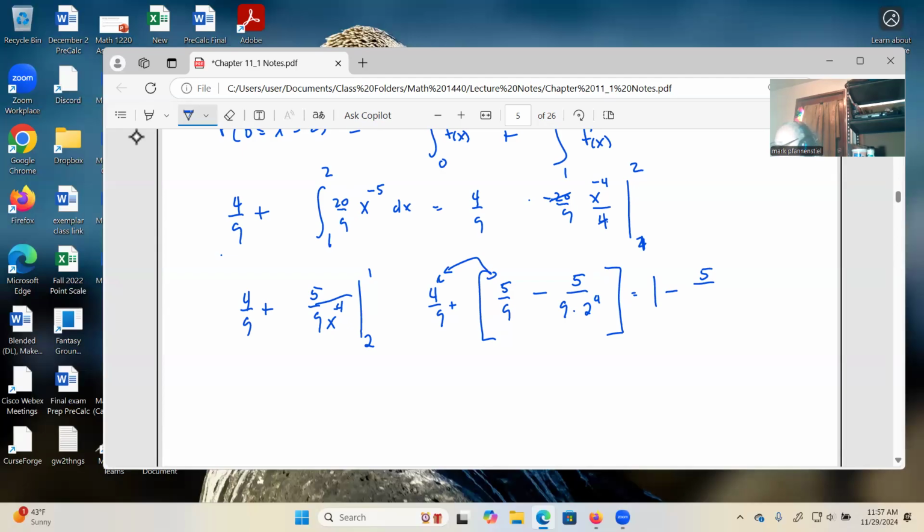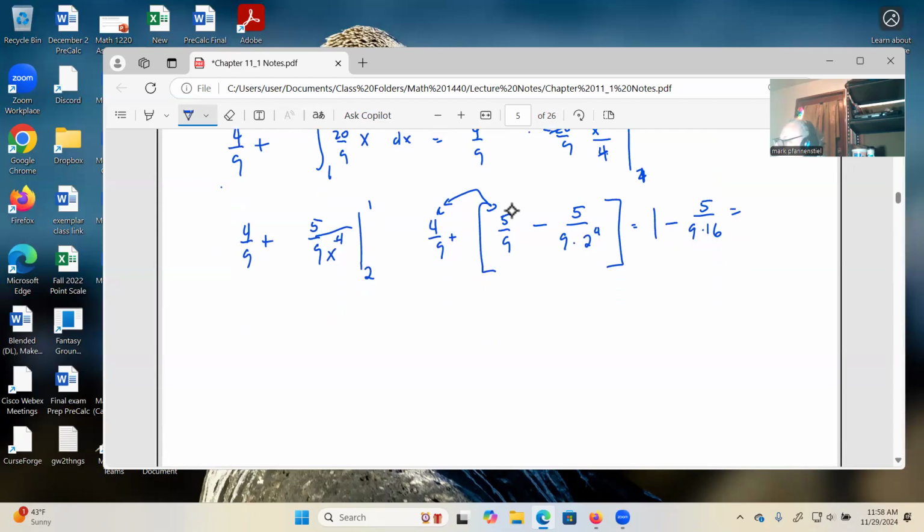And then I'm going to go ahead and use a calculator. You're not going to see that result here, but I'm just going to type in 2 raised to the 4th power, which is 16. So we have 9 times 16 down here, because those numbers come up all the time. If you're ever going to be a math teacher, you're going to know what this is. This is 1 minus 5 over 144.